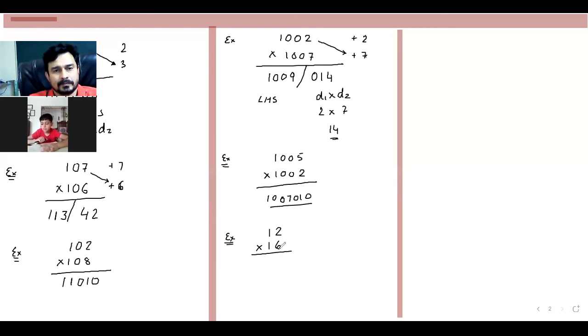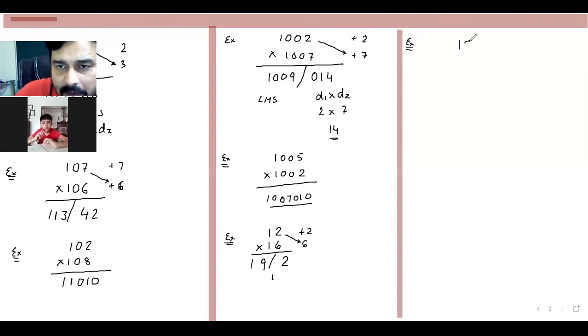This is 2 and 6. 2 times 6 is 12. So you will write 2 and 1 will go as carry. 12 plus 6 is 18, and 1 from carry, so this becomes 19. Let me take one more example. I will solve it for you. Just pay attention on the board.